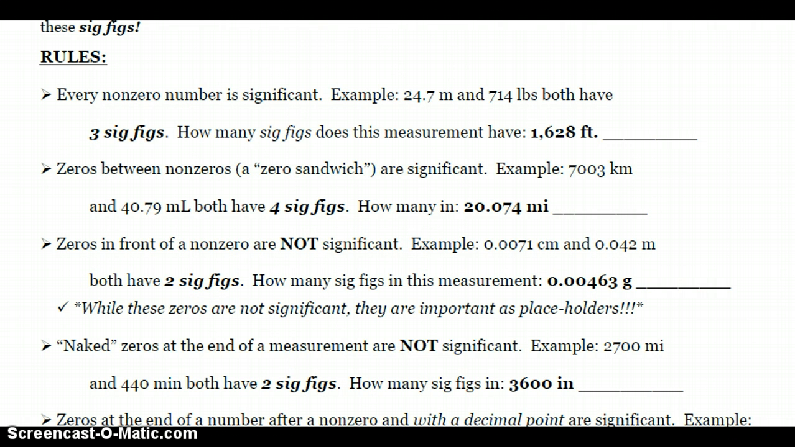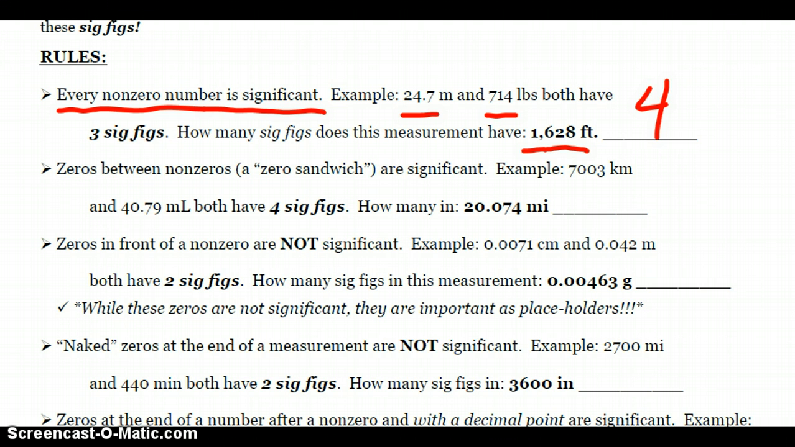So the first thing to understand is that pretty much the game of Sig Figs is all about the zeros, because rule number one here says every non-zero number is significant. So if there's a measurement and it's a non-zero, it's significant. So 24.7, 714, those measurements have 3 Sig Figs. So what about here? 1,628 feet. That would be 4 Sig Figs.